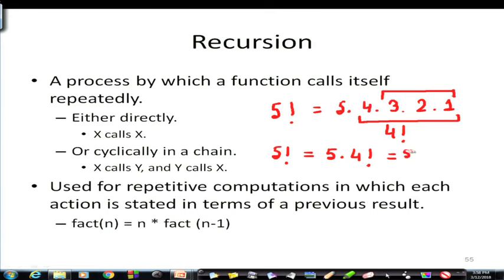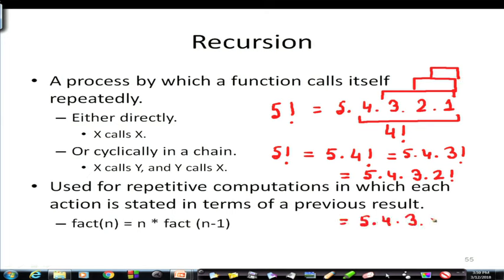be expressed as 4 times factorial 3, and factorial 3 can be expressed as 3 times factorial 2, and factorial 2 can be expressed in terms of factorial 1. So, 5, 4, 3, 2, and factorial 1 is the end. So, that is 1. So, I am certainly getting the factorial there without any further expansion.